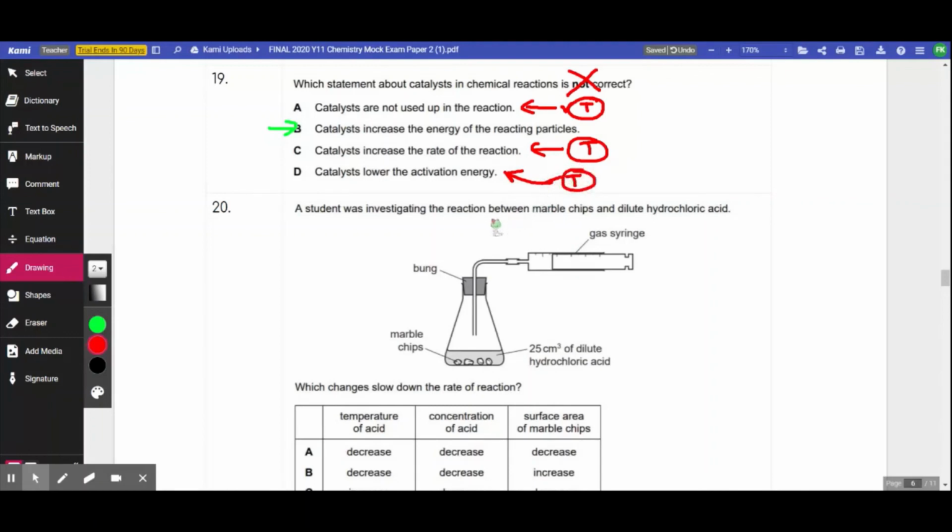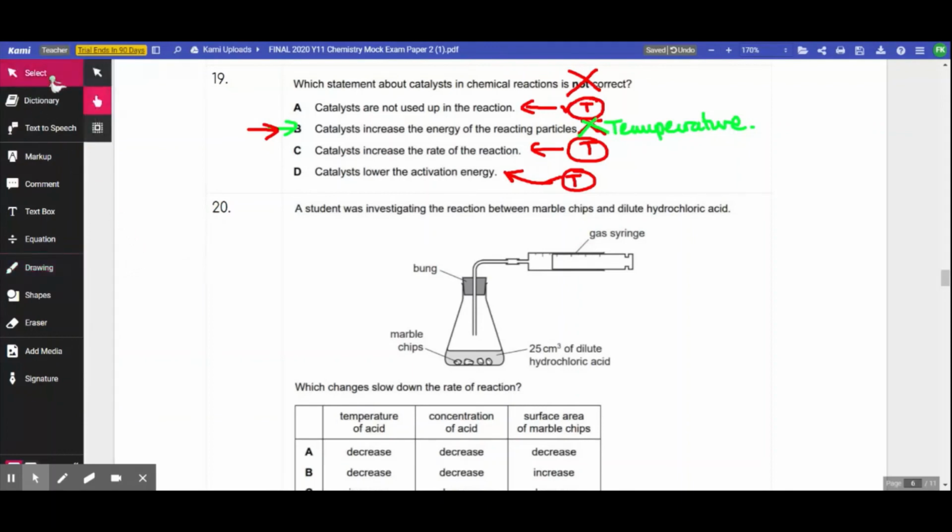A slightly harder point for people to recall. It's not easy to revise activation energy; you have to actually know what activation energy is. So the imposter is B. Catalysts increase the energy of the reacting particles. No, that is not the case. The main thing that increases the energy is temperature. Temperature increases the energy of reacting particles. They store more kinetic energy inside them.